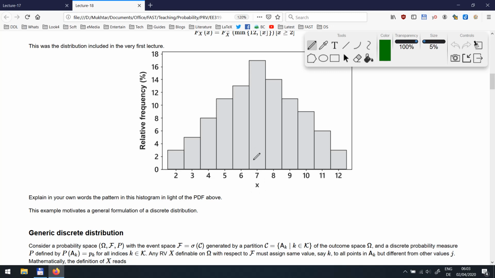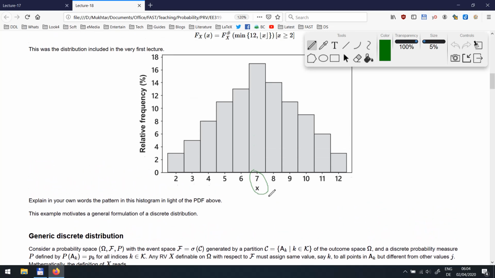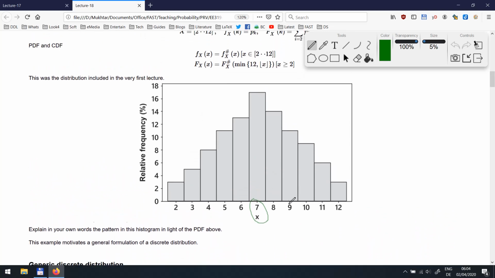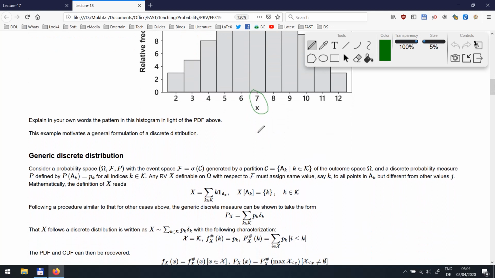In this case, everybody will agree that this value which maximizes the distribution, you also call it the maximal value or extreme value, is the typical value, the most likely value. We also call it the mode. So this will be the mode.